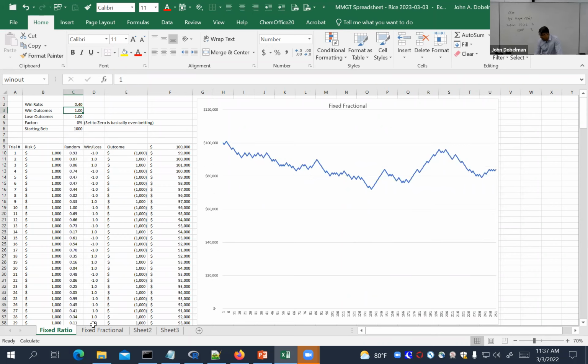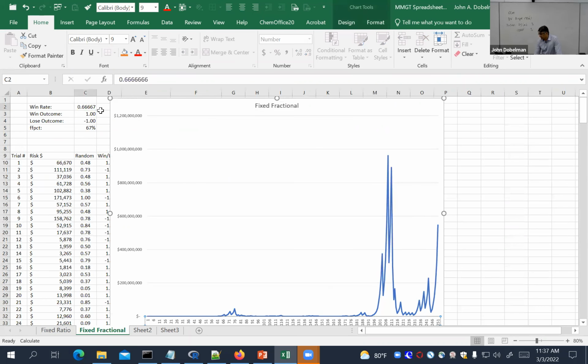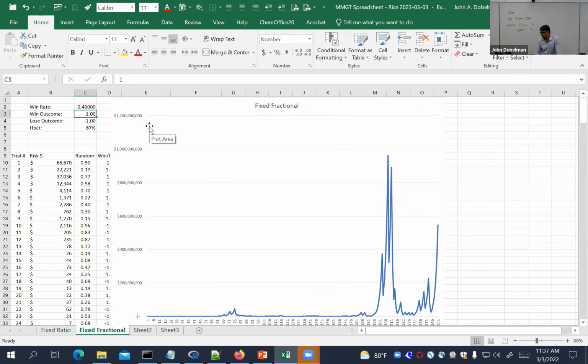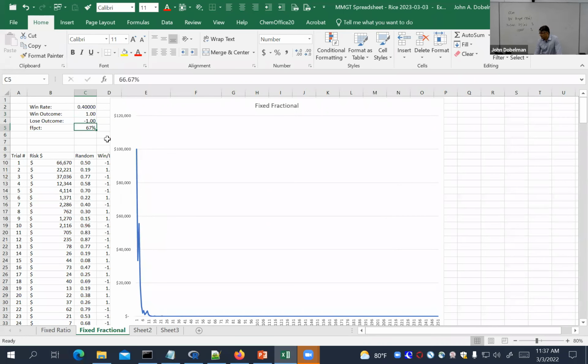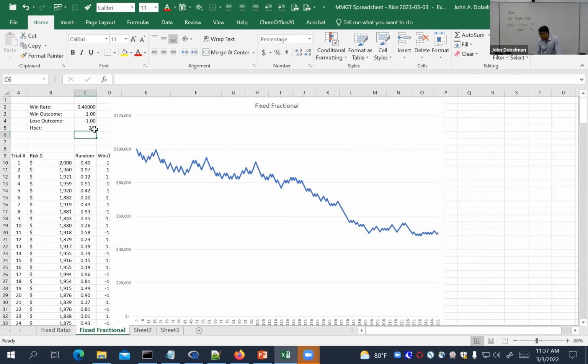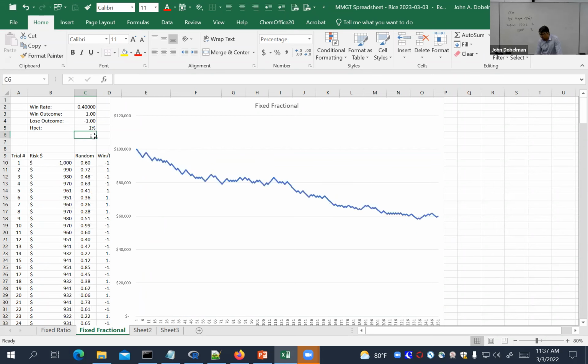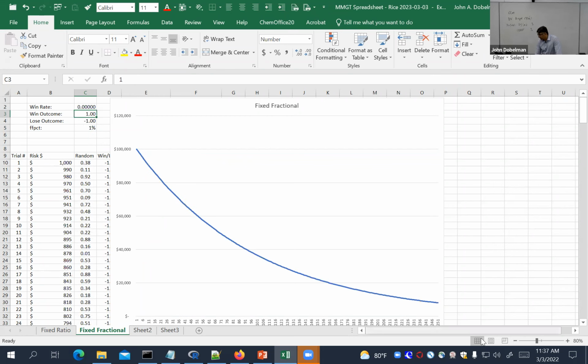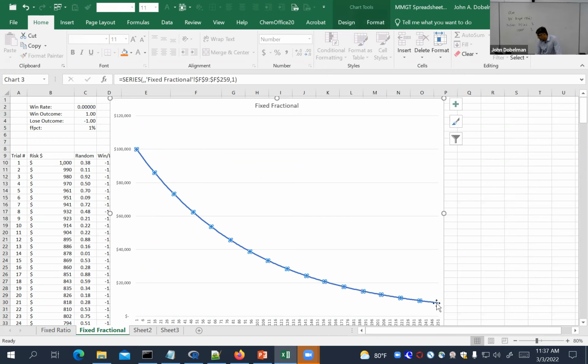Now, what happens with fixed fractional if you had misunderstood your system and you actually don't have an edge? Well, at 67%, obviously, but even at 1%, it looks kind of like the other thing, like a steady roll down. It's actually not as bad as even betting because your bet size is still decreasing. So let's give this a 0, and you can see that we're asymptoting around, I don't know, call it 10,000 or something. Let me do a bunch of simulations and see.